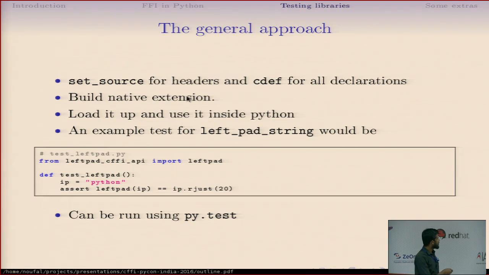So if we wanted to actually test our leftpad thing, you would say from leftpad_cffi_api import leftpad, and you'd say test_leftpad, assert leftpad equals the expected padded string of width 20. This is a test for the leftpad function. Okay, I don't know, leftpad actually had a lot of tests and all that, the original leftpad. So yes. And this can run using py.test. It's all the rest of the Python testing ecosystem you get, which is very nice.